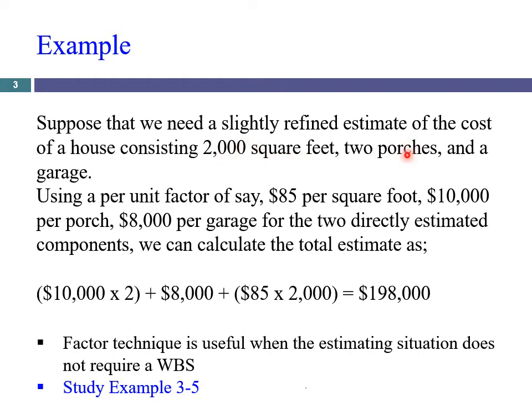But we are going to construct two porches, for which the cost is estimated directly. And it's said that per one porch, the cost is 10,000. And since we are going to construct two porches, it's 2 times 10,000. And we will also construct a garage, and its cost is estimated to be $8,000. So in total, the total cost of constructing this house is 10,000 times 2, which is the cost of porches, plus 8,000, which is the cost of the garage, plus 85 times 2,000, which is the cost of 2,000 square feet of house, which in total gives us 198,000.